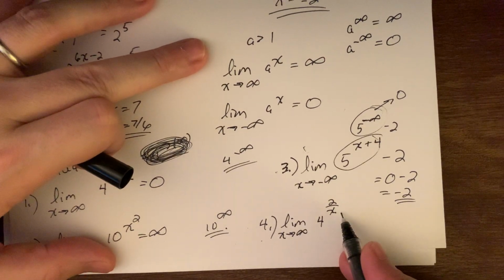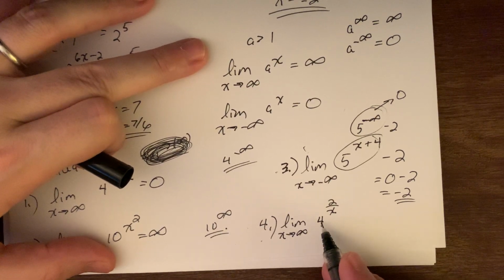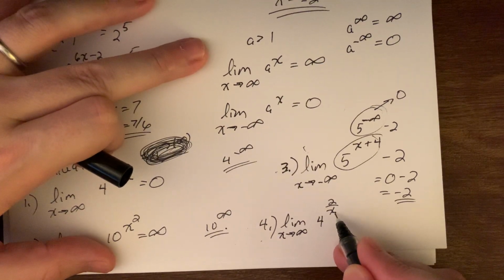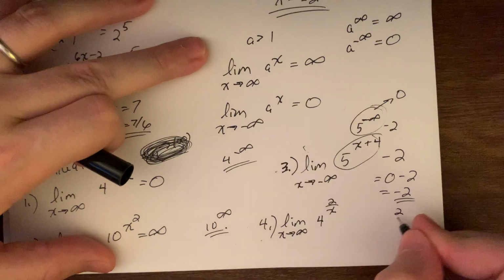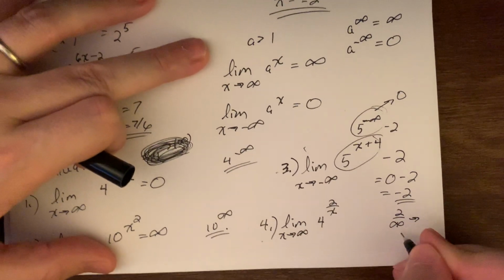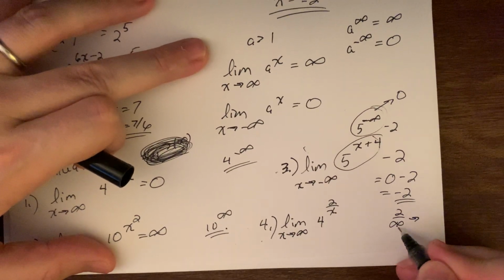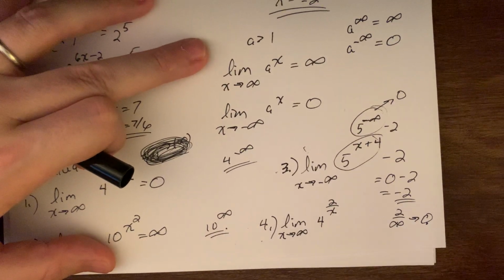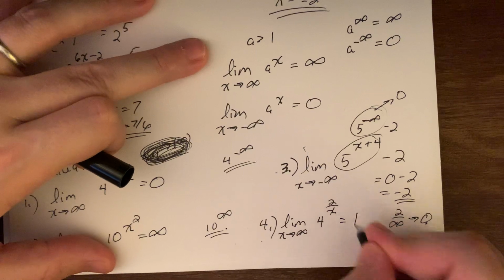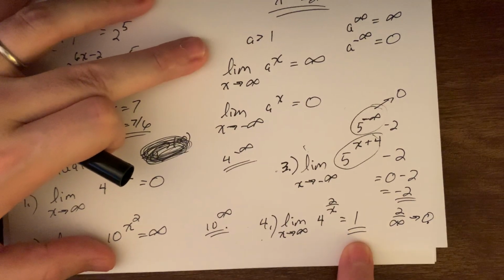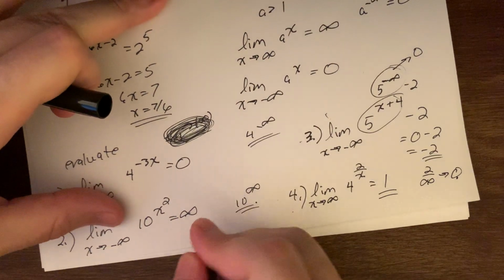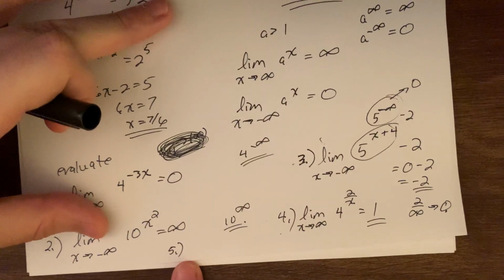Plugging in infinity. This is such an easy spot to say, hey, 4 to the infinity, the answer is infinity, but you're getting 2 over infinity. So another little reminder, 2 over infinity, 2 over a huge number, 2 over 1,000, 2 over 1,000,000, 2 over 1,000,000,000 is becoming 0. And 4 to the 0 equals 1. You know what, let's even do one more. I'm at the bottom of my page, so let me just squeeze in number 5 right here.